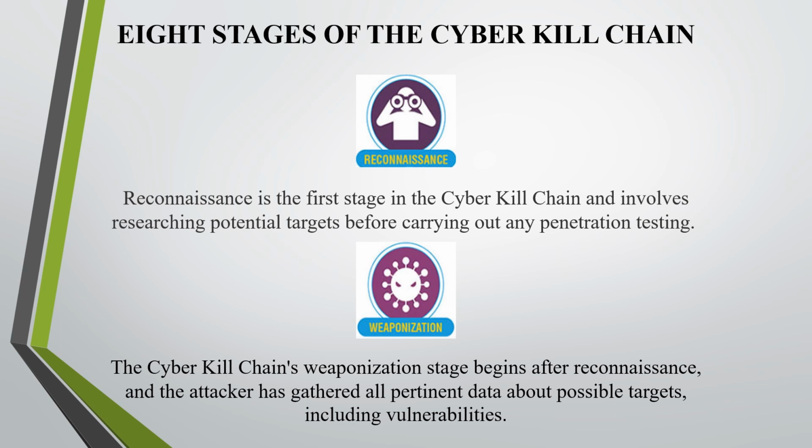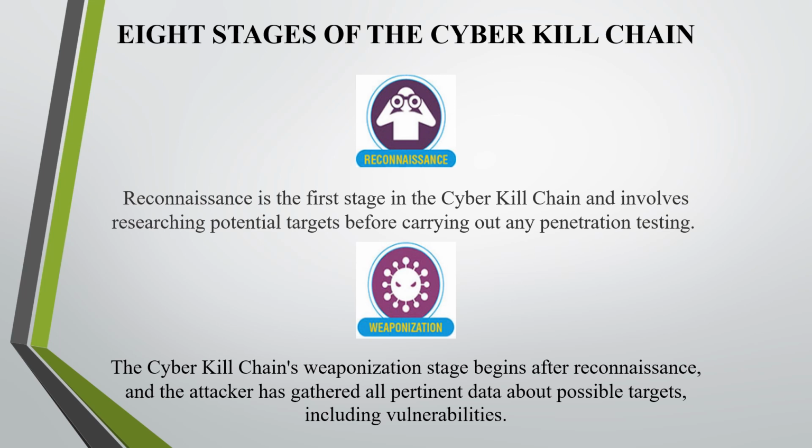The eight stages of the cyber kill chain. The first stage is reconnaissance. Reconnaissance is the first stage of the cyber kill chain and involves researching potential targets before carrying out any penetration testing. The reconnaissance stage may include identifying potential targets, finding their vulnerabilities, discovering which third parties are connected to them and what data they can access, and exploring existing entry points as well as finding new ones. Reconnaissance can take place both online and offline.